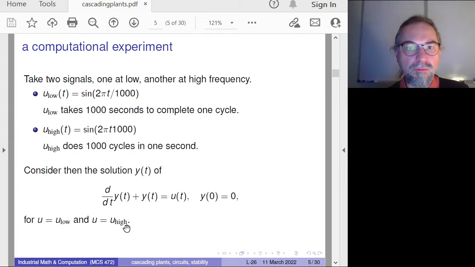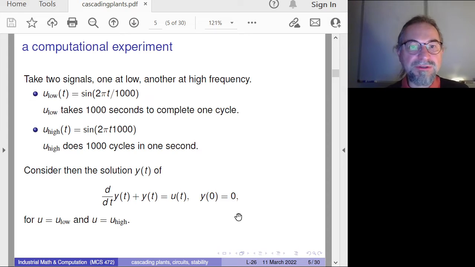So, to see what it does, consider two very different inputs. So we consider two functions which represent both signals, and they are both defined by single sine functions. So the first one is a very slow moving sine function. It takes 1000 seconds to complete one complete cycle. So that's a low frequency signal. The other one does 1000 cycles in 1 second. So that's a high frequency signal.